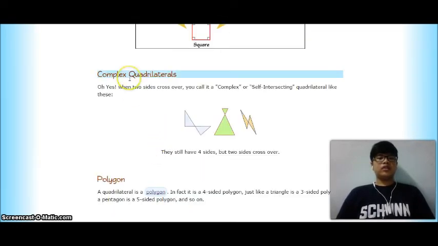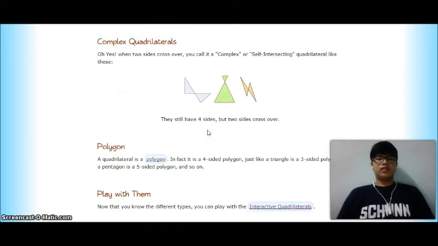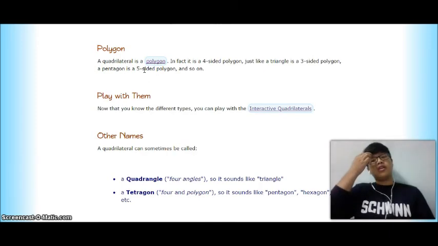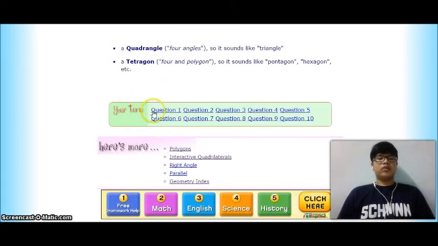Okay. Complex quadrilateral. Complex is actually a self-intersecting quadrilateral like this. There are two sides of it that intersect with each other. Actually, a quadrilateral is a polygon. In fact, it's a four-sided polygon, just like the triangle, which is three-sided, and a pentagon, which is five-sided. Okay, let's look at the questions.